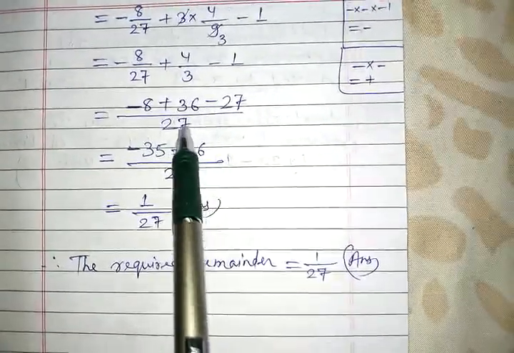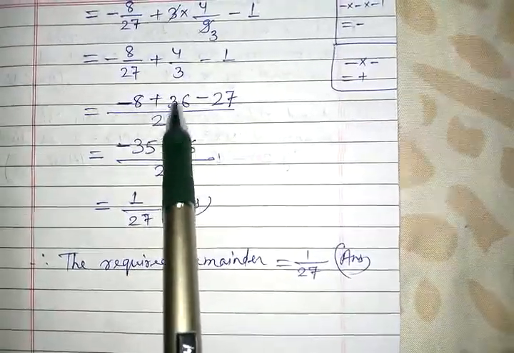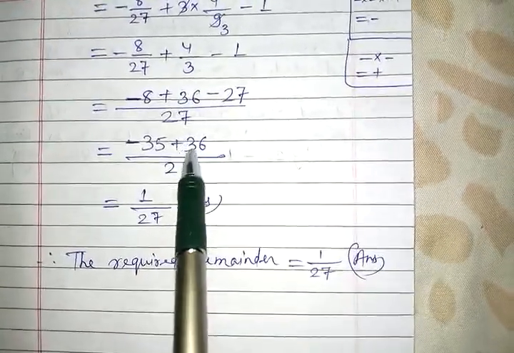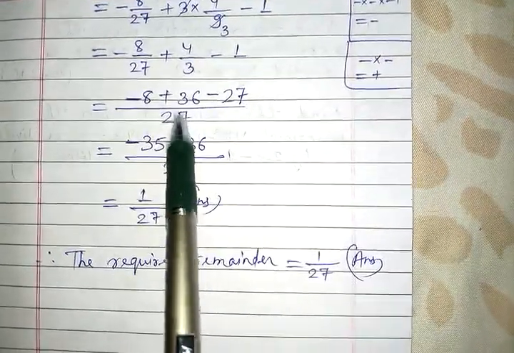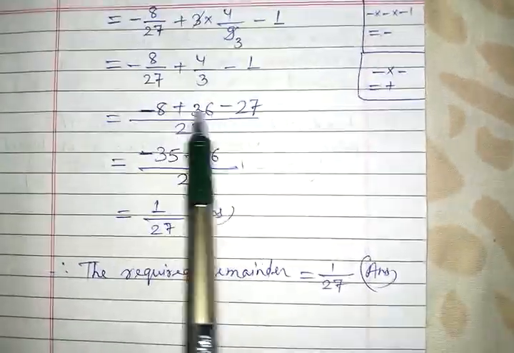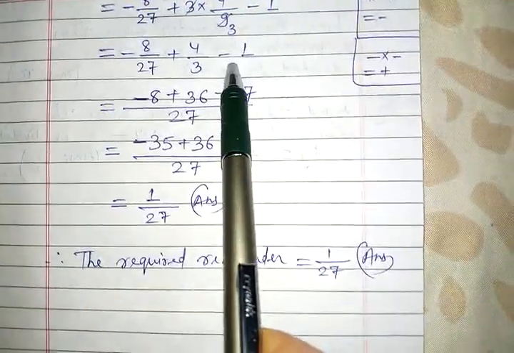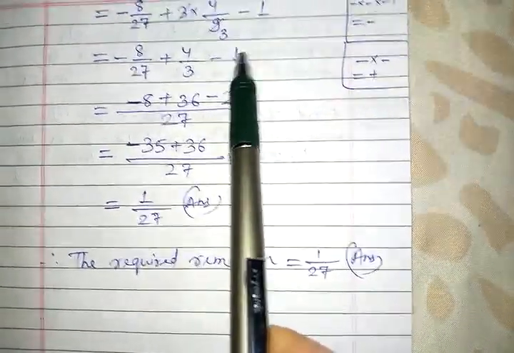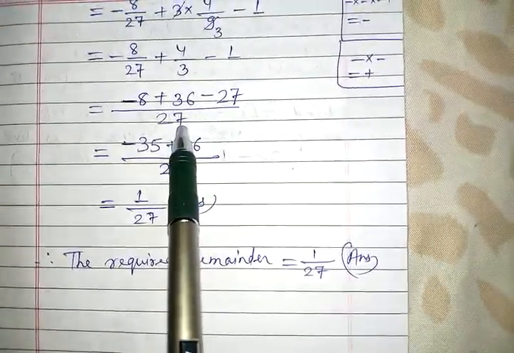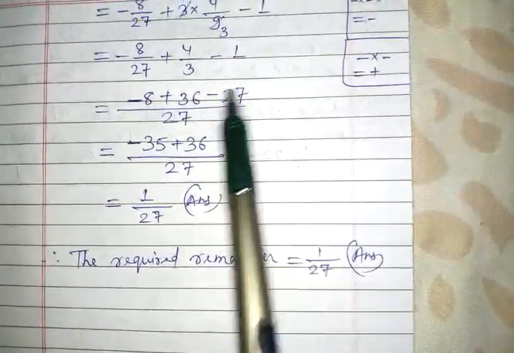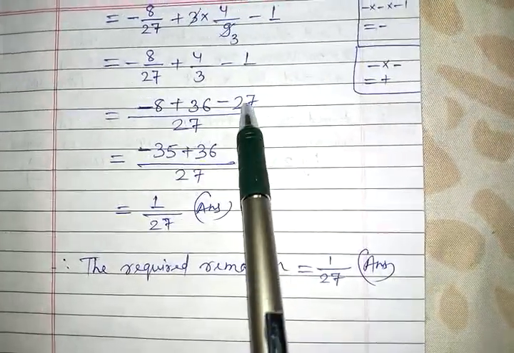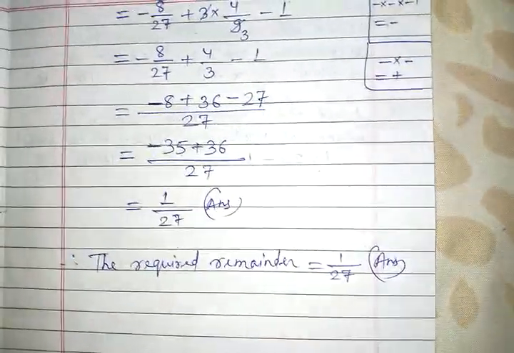Now 3 9s are 27. 9 4s are 36, plus 36. And below the minus 1 there is 1. So 27 into 1 is 27. That means this LCM multiplies with minus 1. 27 1s are minus 27.